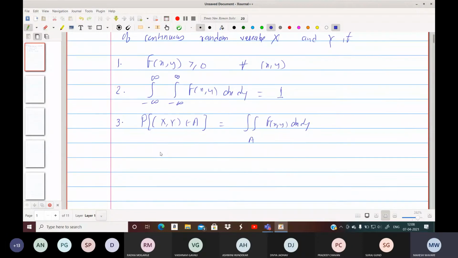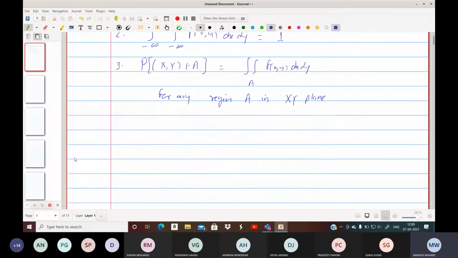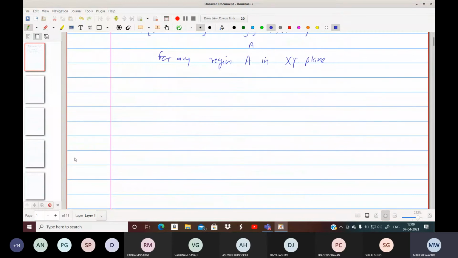Here, for any region A in the xy plane. So instead of sum, due to continuous random variables, we use the integral notation. Let us have an example on it.